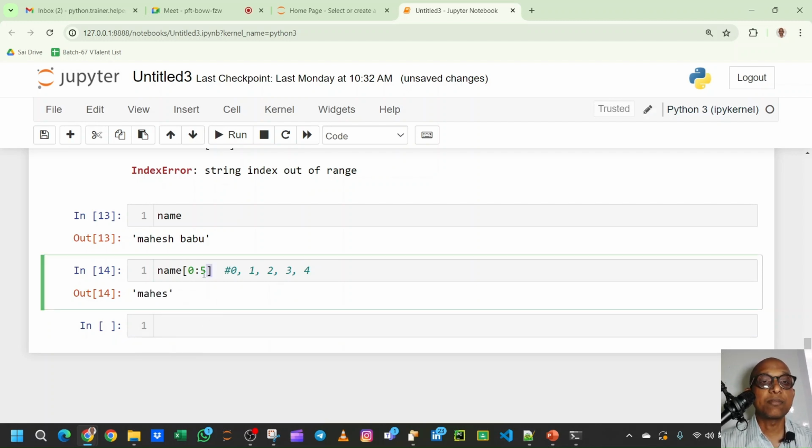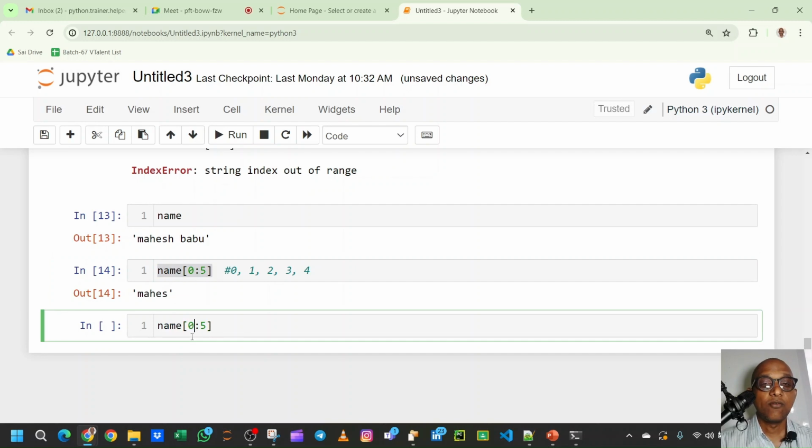Correct? So for example, I'm just going to take one more example. I can say, for example, 3 colon 8. So here the colon: the starting index, colon, the ending index. That is the syntax of the slicing operation. Clear? So in this case, which characters are we going to get? The characters present at the 3 index, 4 index, 5 index, 6, 7. 8 is exclusive.